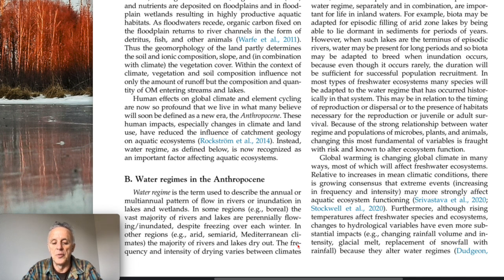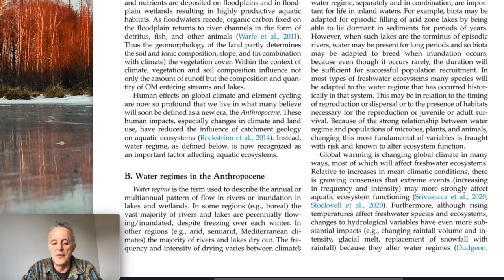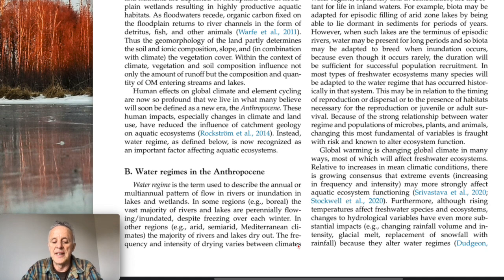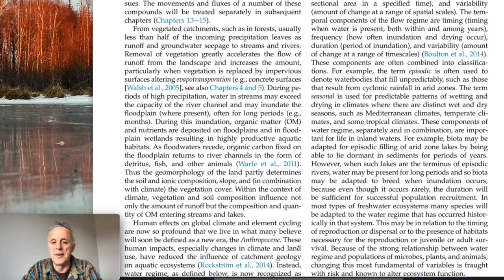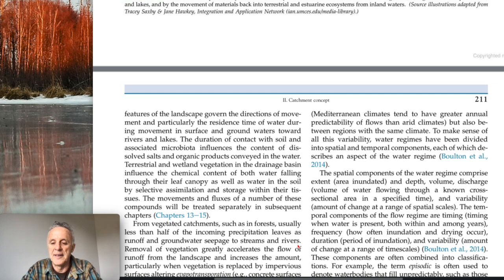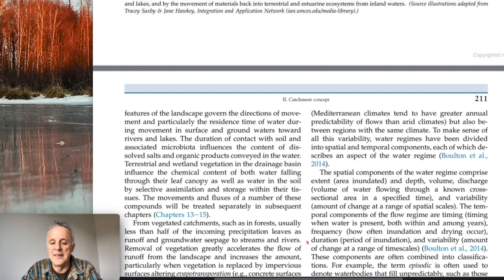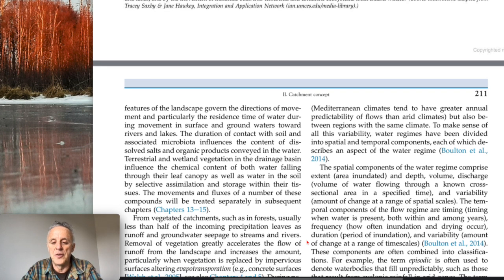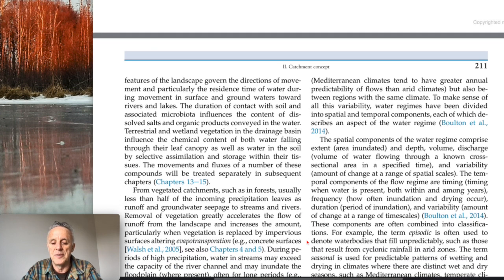In some regions, for example the boreal forest, the vast majority of rivers and lakes are perennially flowing or inundated, despite freezing over each winter. In other regions, for example arid, semi-arid, and Mediterranean climates, the majority of rivers and lakes dry out. The frequency and intensity of drying varies between climates. Mediterranean climates tend to have greater annual predictability of flows than arid climates, but also vary between regions with the same climates. To make sense of all of this variability, water regimes have been divided into spatial and temporal components, each of which describes an aspect of the water regime.